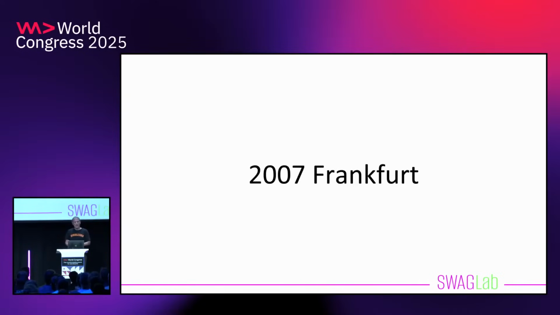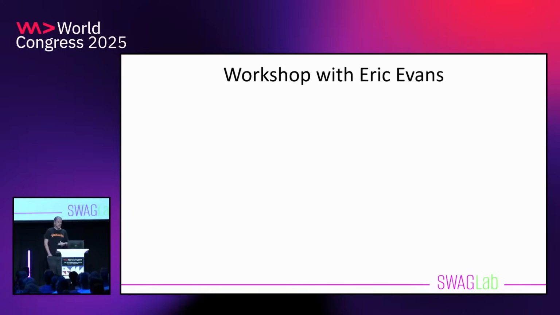That's something that happened in 2007, which is pretty much 20 years ago almost. And we organized a workshop with Eric Evans at that point. So Eric is the original author of the domain-driven design book. So he is the person who actually invented this whole thing and got it started. And I thought we would be talking about classes, how to build object-oriented systems.